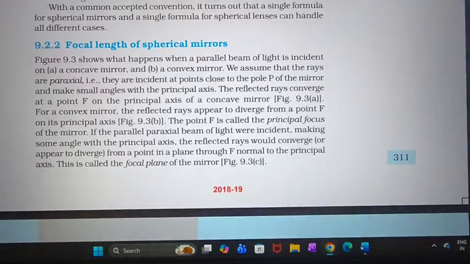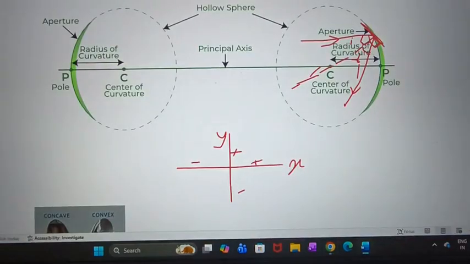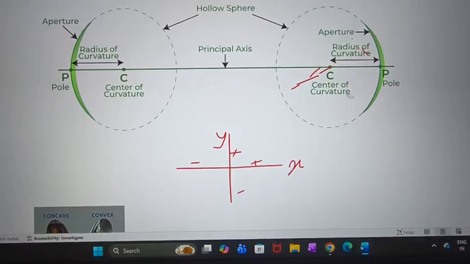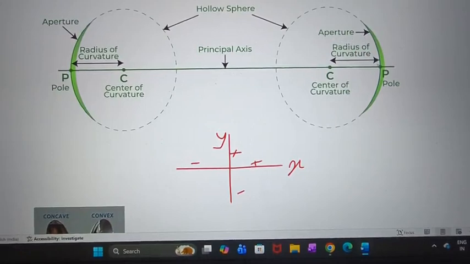Whenever there is a parallel beam of light incident, paraxial rays are nothing but those rays which are very near the pole. So you will consider these rays are very near the pole, so that they make a very small angle with the principal axis. Suppose I take something like this. Paraxial rays are those rays which are very near the pole, and the incident ray forms a very small angle with the principal axis. Those are called paraxial rays.